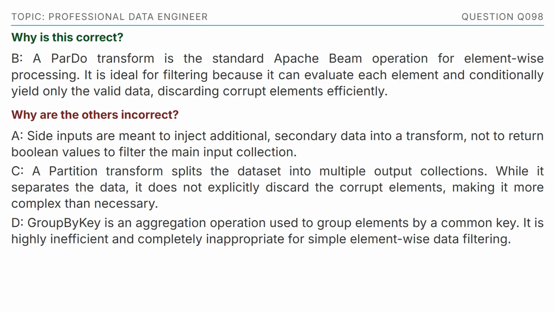A. Side inputs are meant to inject additional, secondary data into a transform, not to return Boolean values to filter the main input collection. C. A partition transform splits the dataset into multiple output collections. While it separates the data, it does not explicitly discard the corrupt elements, making it more complex than necessary. D. Group by key is an aggregation operation used to group elements by a common key. It is highly inefficient and completely inappropriate for simple element-wise data filtering.